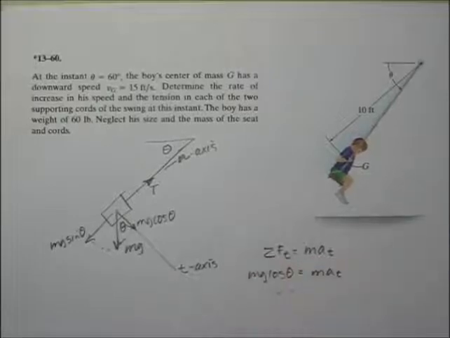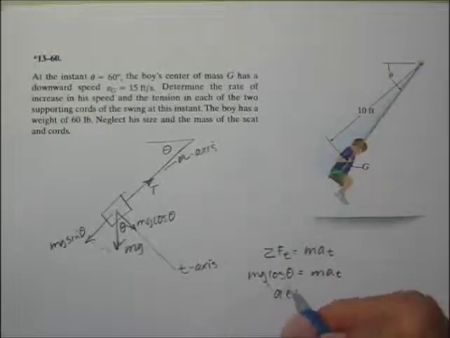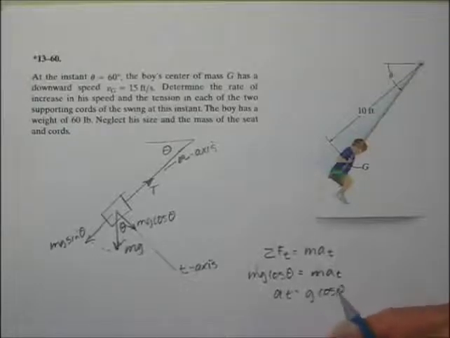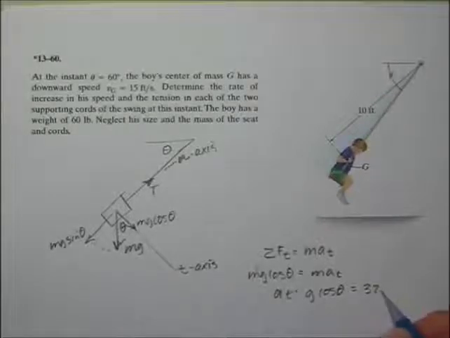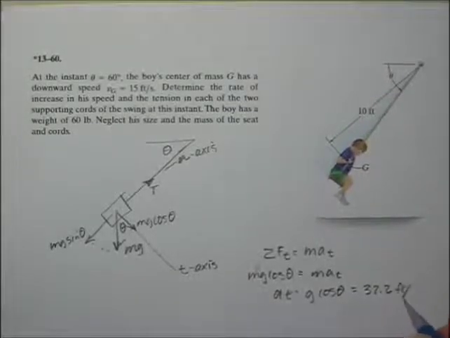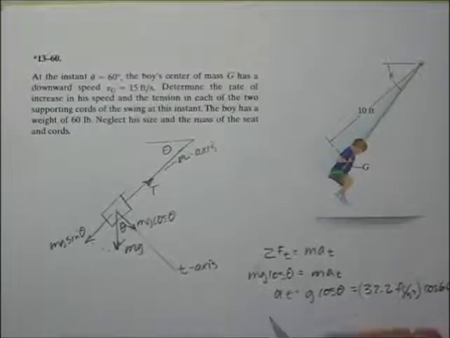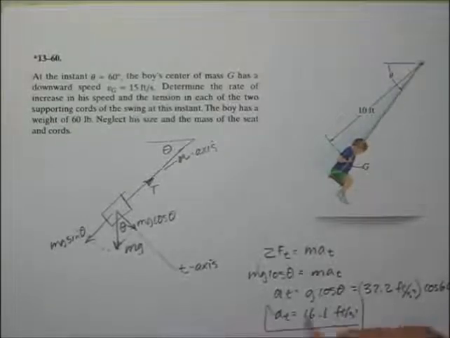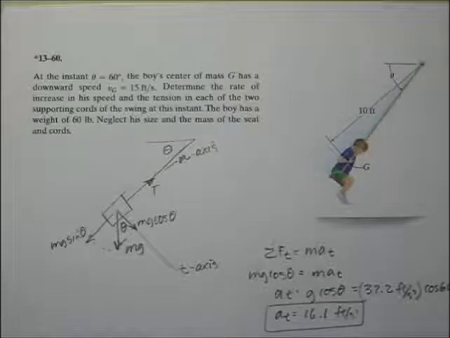Acceleration in the tangential, a_t, is equal to, those masses cancel, g cosine of theta, which is equal to, in this case, we're in the English system, so that would be 32.2 feet per second squared. That's my g, and cosine of 60. And so I can say a_t is equal to 16.1 feet per second squared. All right. So that is the rate of increase of the speed.